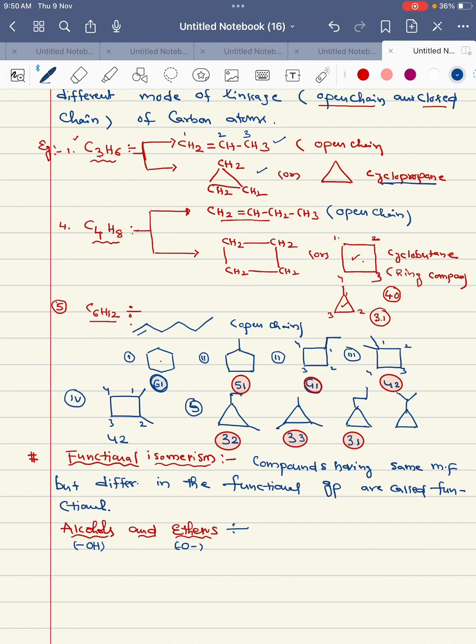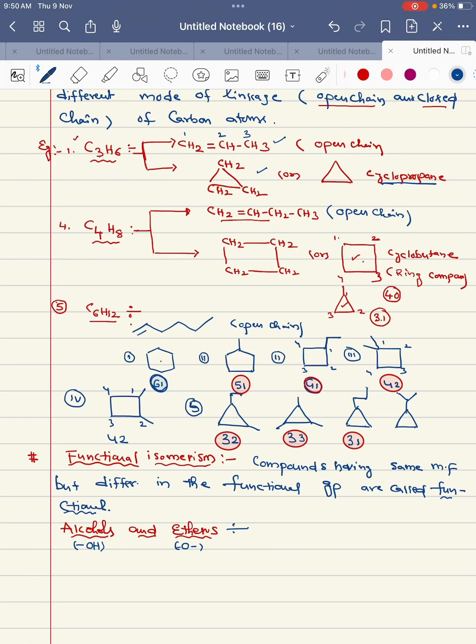In ethers, what is the functional group? It is O. So compounds having the same molecular formula but differing in the functional groups are called functional isomers. The phenomenon is known as functional isomerism.